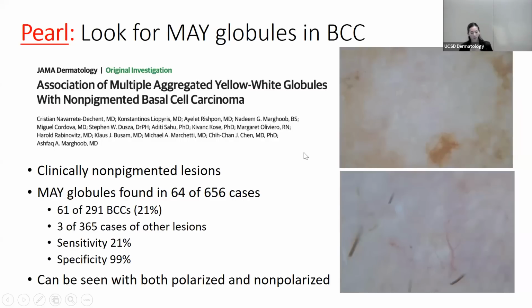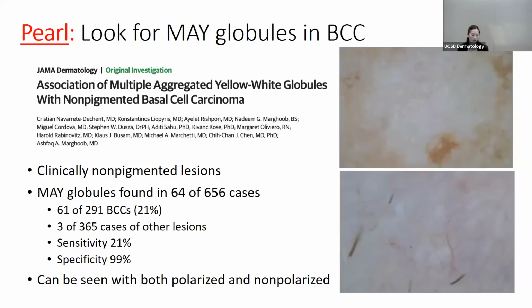So another pearl, this was described maybe a couple of years ago now by Dr. Marghoob's group, is something called MAY globules. And MAY stands for multiple aggregated yellow-white globules. So they described this in BCCs that didn't have pigment.